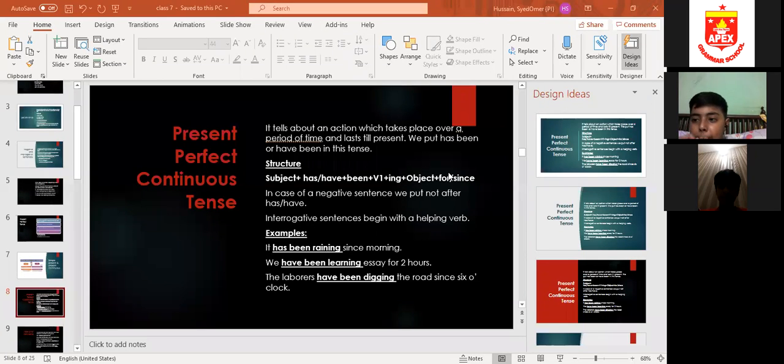It tells about an action happening at the moment. Correct. It tells about an action which is happening at the moment. Good, very good. Now, which verb do we put in present continuous? ing with the is, am, are, and with the base verb. Give me just one example first. She is completing her assignments. She is completing her assignment.